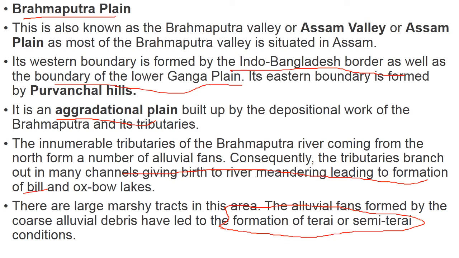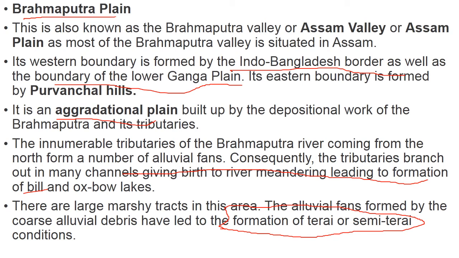And last is the Brahmaputra Plain. This is known as the Brahmaputra Valley or Assam Plain. It is situated in the eastern part of India. Its western boundary is formed by the Indo-Bangladesh border as well as the boundary of the lower Ganga Plain. It is an aggregational plain built up by the depositional work of the Brahmaputra and its tributaries. Tista is the most important tributary of this river.